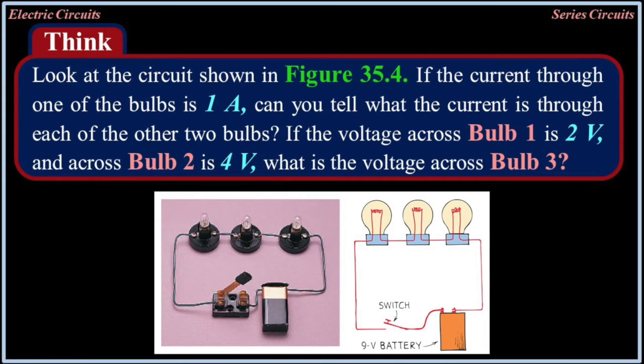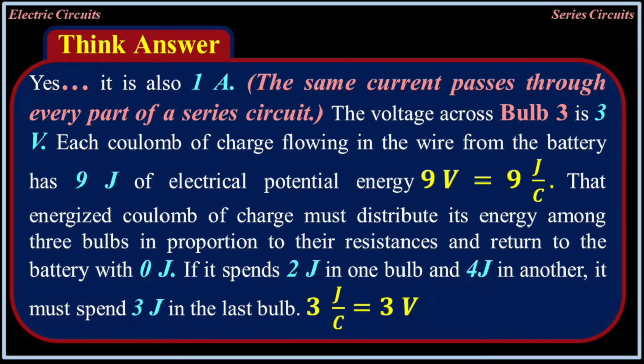Look at the circuit shown in figure 35.4. If the current through one of the bulbs is 1 amp, can you tell what the current is through each of the other two bulbs? If the voltage across bulb 1 is 2 volts and across bulb 2 is 4 volts, what is the voltage across bulb 3? Yes, it is 1 amp. The same current passes through every part of the series circuit. The voltage across B3 is 3 volts.